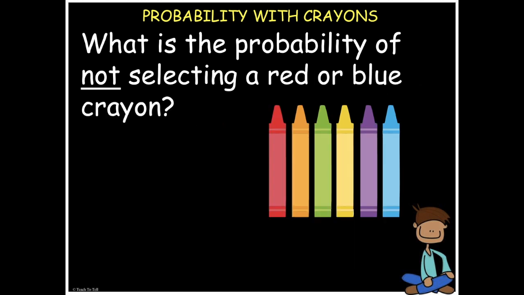What is the probability of not selecting a red or blue crayon? So 1, 2, 3, 4 of the crayons are not blue or red, so that should be 4 out of 6.